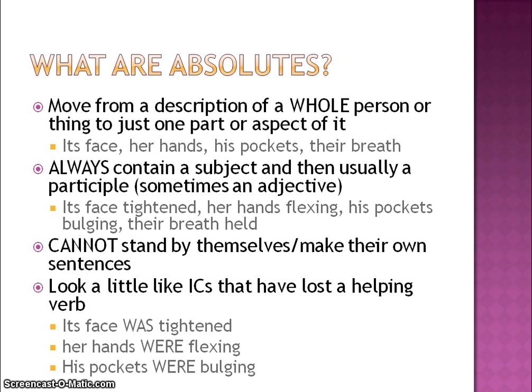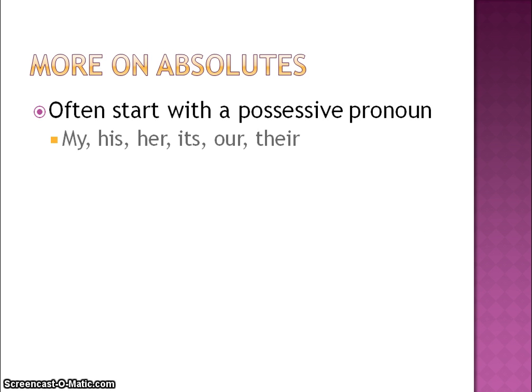Its face was tightened would be an IC, but you'll notice that for it to be an absolute, we have to take out the was. Her hands were flexing, but we don't have the were. His pockets were bulging. Those would all be ICs, but when we take out those helping verbs, was, were, and were, we get absolutes.